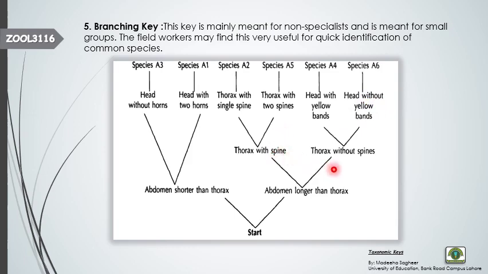If our species does not have spines, then we look for the yellow band on the head. Presence shows that it belongs to the species A4, and absence of the yellow band shows that it belongs to the species A6. So this key is very, very easy to read and understand.